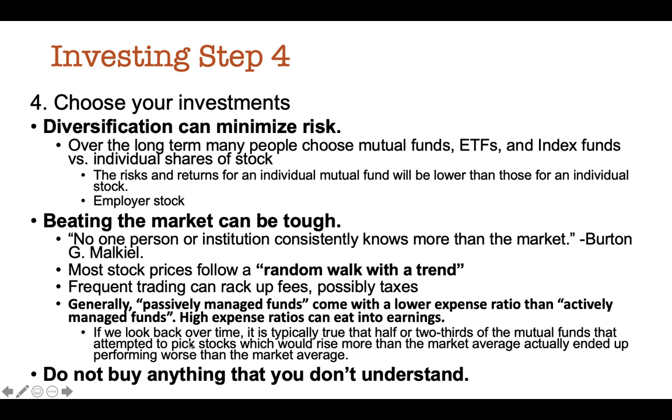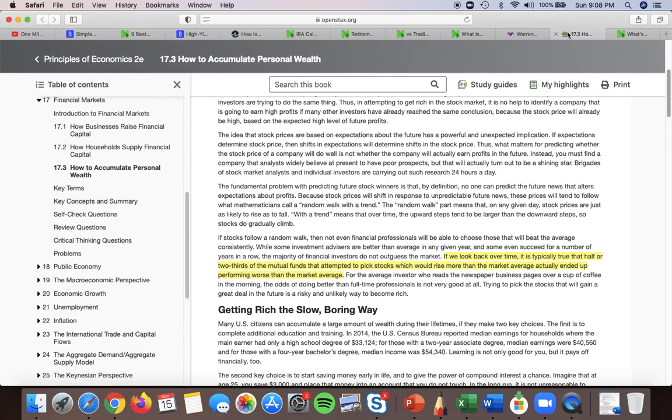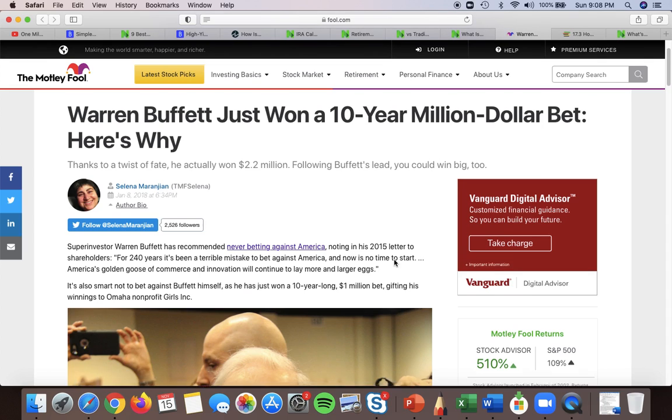Which is why, and here I've repasted that quote from the textbook. Typically, going for passively managed funds are going to have lower expense ratios than the actively managed ones. That results in more take-home earnings over time. That's not to say every mutual fund with a high expense ratio is bad and everyone with a low expense ratio is good. It's just something to think about. The more you pay someone to actively manage a fund, the less money there is for the people who've bought into the fund overall. Which brings me to this article.